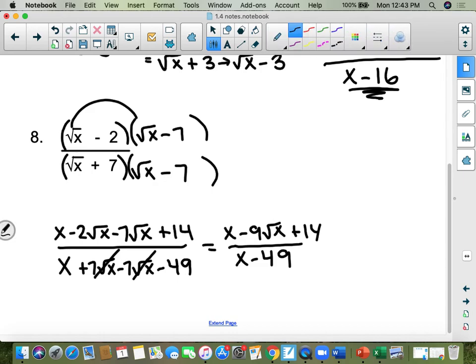Your assignment for 1.4 is 1 through 23 odds. You also have to do 33, 49, and 50. 1 through 23 odds, 33, 49, and 50.